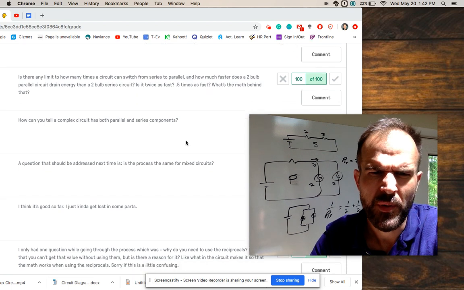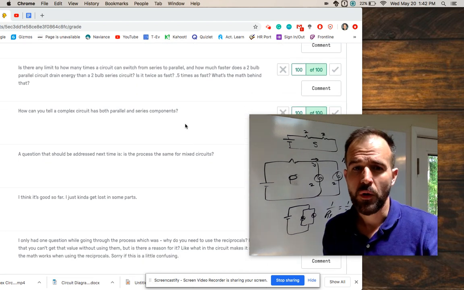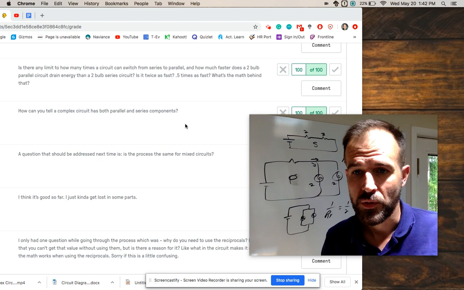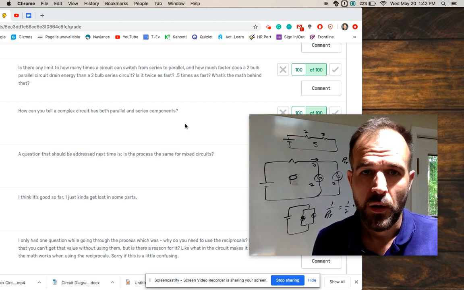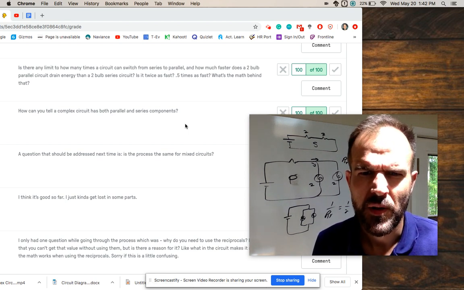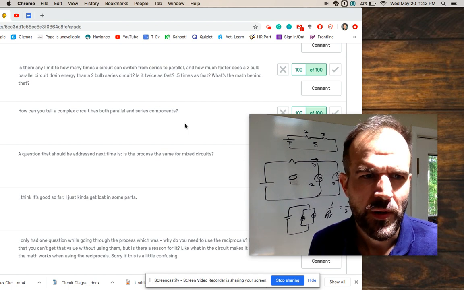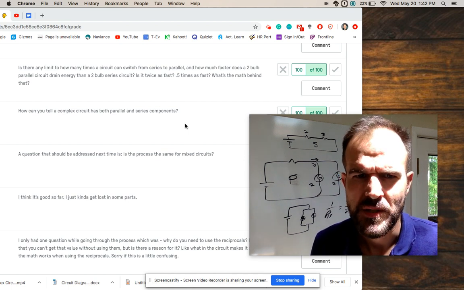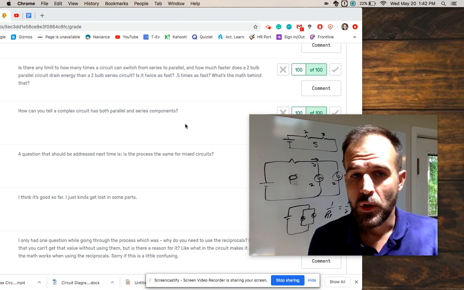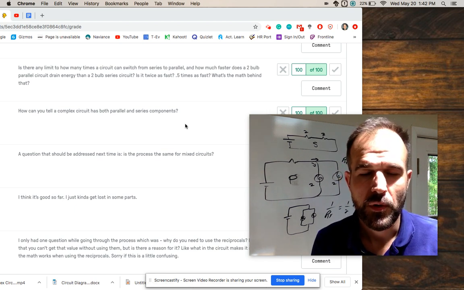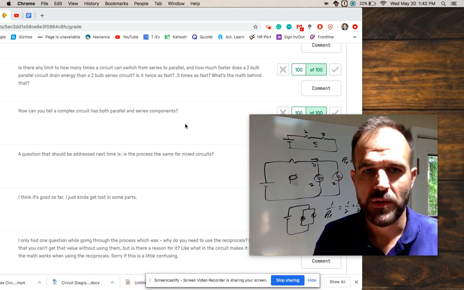Okay, is there any limit to how many times a circuit can switch from series to parallel? No, not really. This stuff can get absolutely wild with different pathways. There can be all sorts of stuff. How much faster does a 2-bulb parallel circuit drain energy than a 2-bulb series? Is it twice as fast? Cool. I'll have to address that deeper. That's a really good question.